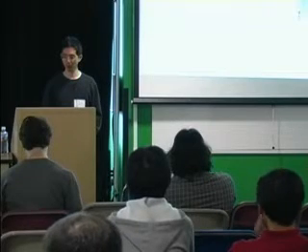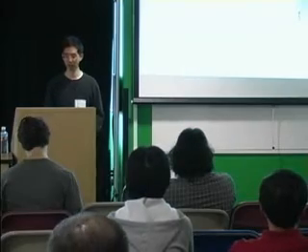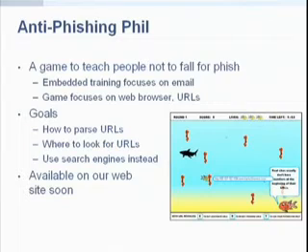Okay, and the last part of the human intervention side of things is we've actually been developing a game called Anti-Phishing Phil to teach people not to fall for phish. And so the embedded training focuses on email. This one focuses primarily on the web browser and recognizing URLs. So the main goals of this game is how do you parse URLs, where should you look for URLs inside the web browser. And we're trying to also teach people to use search engines if you're not sure. Rather than clicking on the link, type the information into a search engine. Like if you really want to get to eBay, then type it into a web browser. So it's going to be available on our website soon.